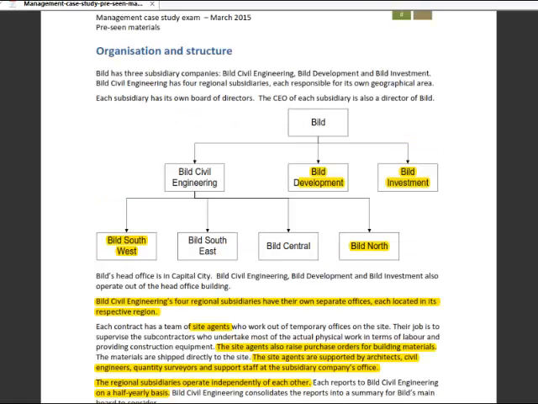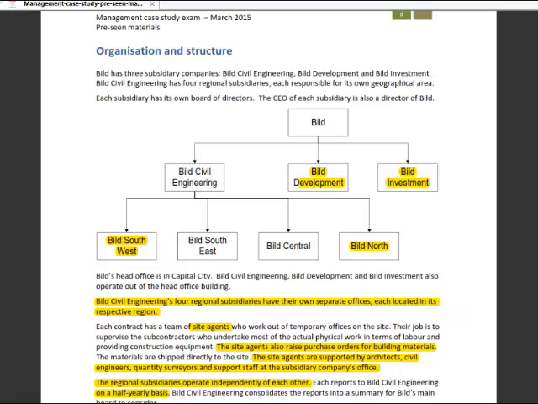So let's have a look at the organization structure. We've got the parent company, Build, head office. We've got 3 subsidiaries, Civil Engineering, Development and Investment. And Civil Engineering has 4 subsidiaries, geographically located southwest, southeast, central and north. And there are 2 other subsidiaries, Development and Investment. The head office is in the capital city, and these 3 subsidiaries also operate out of the head office building, and the 4 regional subsidiaries have their own separate offices, each located in its respective region.